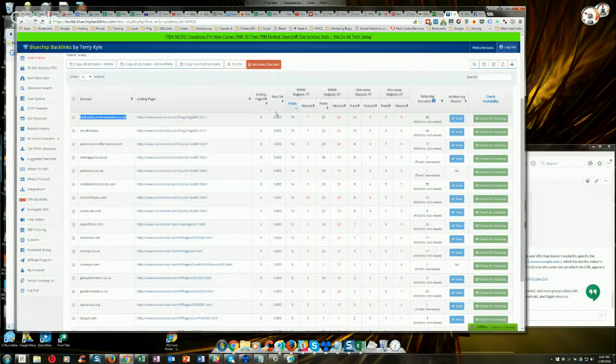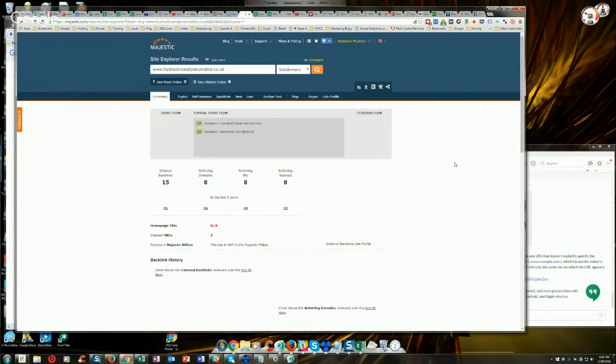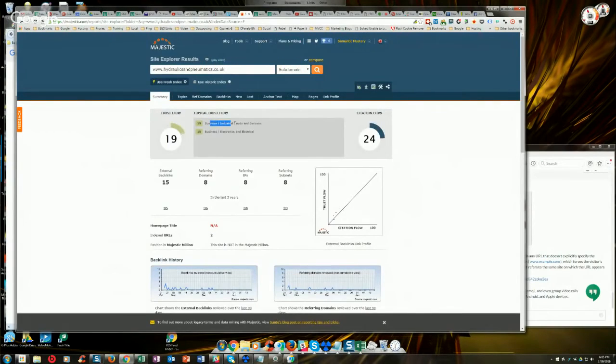I'd actually grab the URL, come over here, paste it in, and guys, this is for the cost of registration, 10 bucks, 12 bucks. Look at this: business, industrial goods and services, business, electronics and electrical. You better believe that is 100% relevant to what I would be linking to in the load cell industry, which again is manufacturing measuring equipment. It's industrial equipment. So this is 100% topically relevant to what I'm looking for.